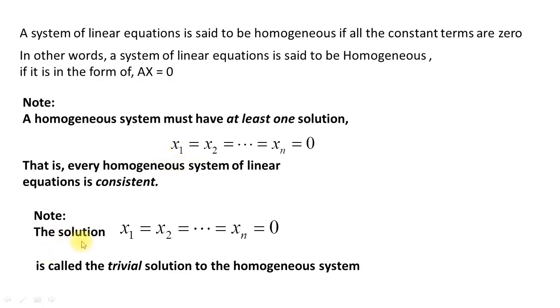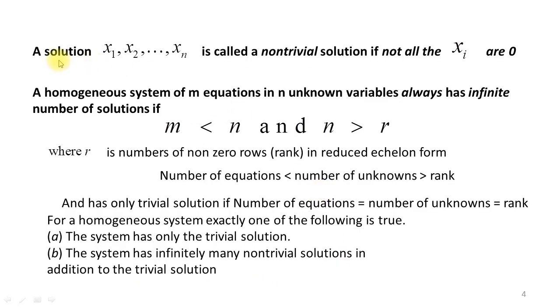Note that the solution x1, x2, up to xn all equal to 0 is called the trivial solution of the homogeneous system. Now, a solution x1, x2, up to xn is called a non-trivial solution if not all the xi are 0. So if some of these are non-zero, it means the system has many solutions in addition to the zero solution.